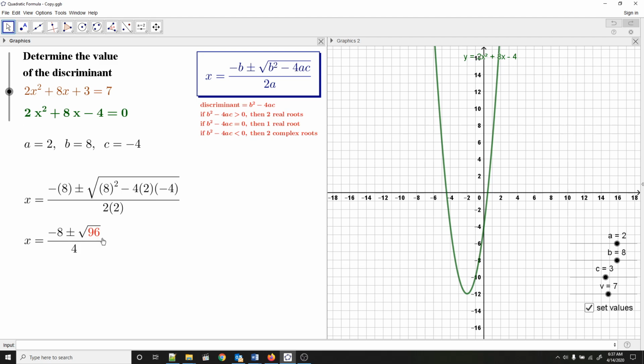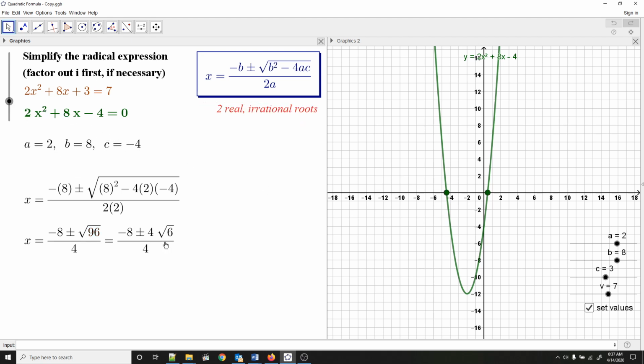Since my discriminant is a positive 96, I will have 2 real roots, as confirmed by the graph here and here. Now, simplifying radical 96, I will come up with 4 radical 6. Having a radical still part of the fraction means that these roots are going to also be irrational.